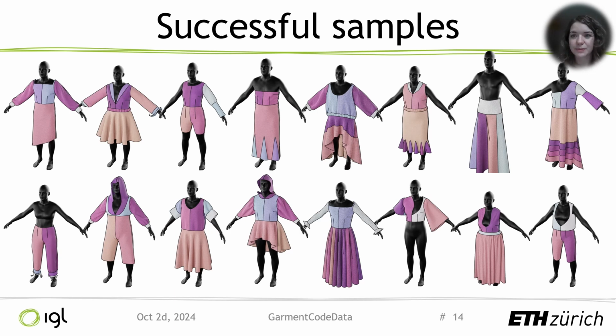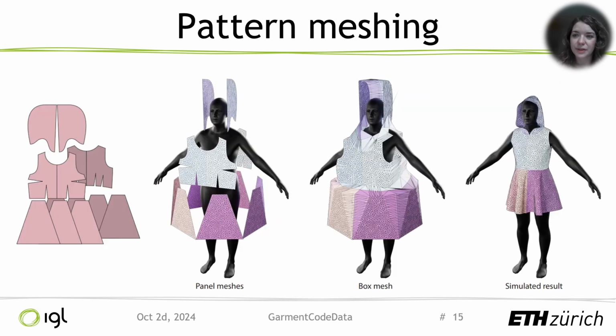the GarmentCode program, all that's left to do is to create the drape of the garment and create a 3D mesh corresponding to that particular garment design. So what we do is we take the pattern, we create the meshes for individual panels, connect them according to the stitching information, place them around the body, and then run a physics-based simulation to create the final drape.